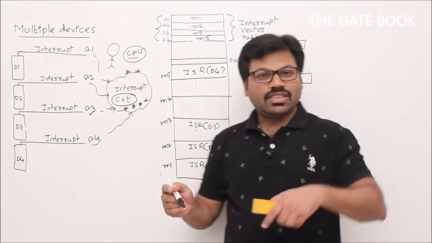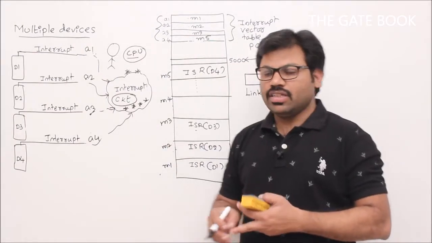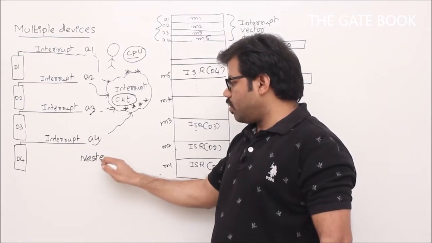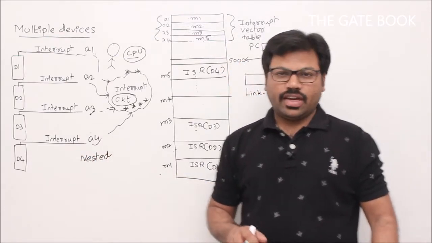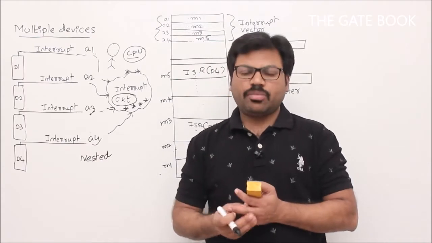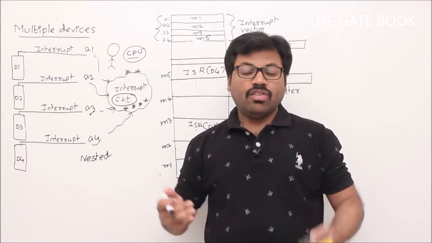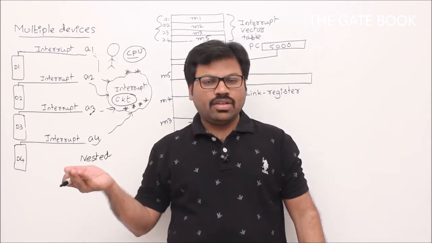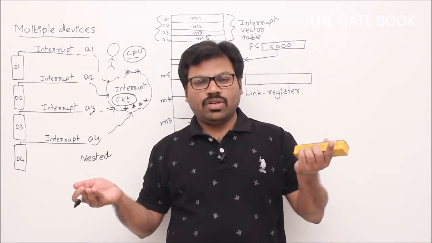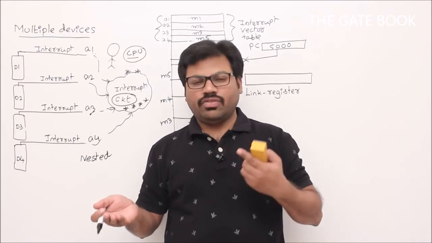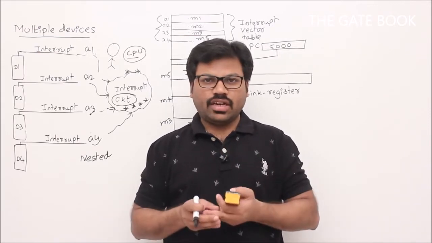So now there are some more issues we have to talk about. One is how to have nested interrupts. What is a nested interrupt? Let's say your processor is executing a program. Suddenly an interrupt came. While executing that interrupt, one more interrupt came. Should we service the new interrupt, or should we not allow it? There are two cases, correct?